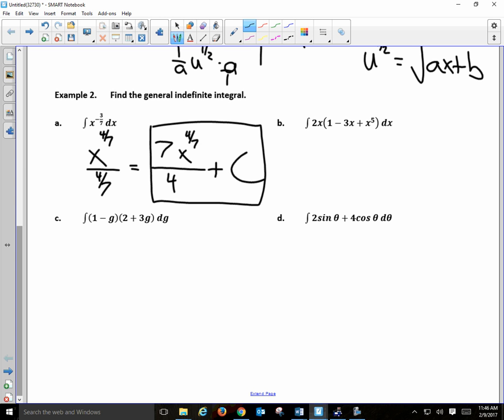Why? Because it's an indefinite integral. It does not have bounds. You must add the plus c. If you forget the plus c, I take points off on the test. No, it's not negative. When I added 1 to negative 3/7, it became positive 4/7.